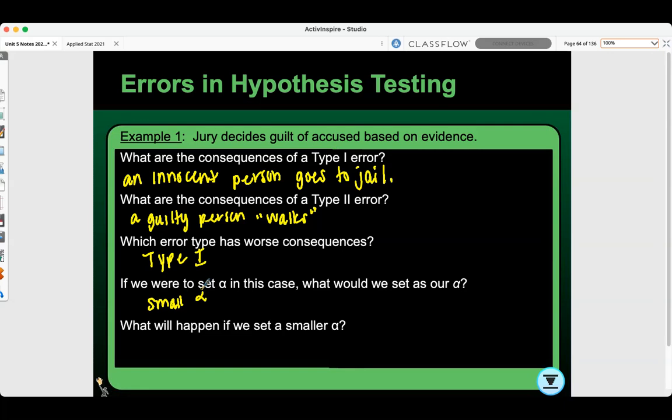We'll make fewer type 1 errors, and that's what we want because that has the worst consequence. But we would make more type 2 errors, meaning more guilty people would go free. However, having an innocent person in jail tends to have a higher consequence. Let's go ahead and look at another example.